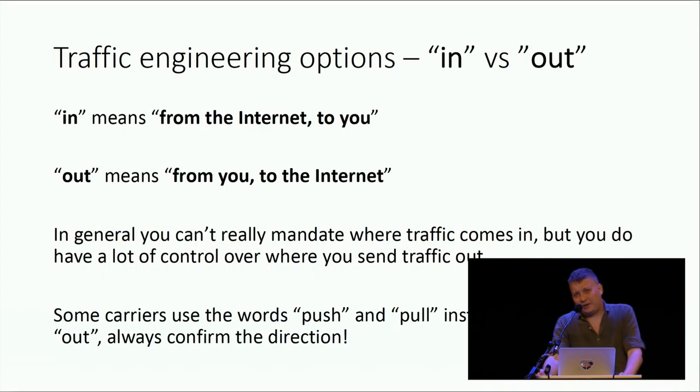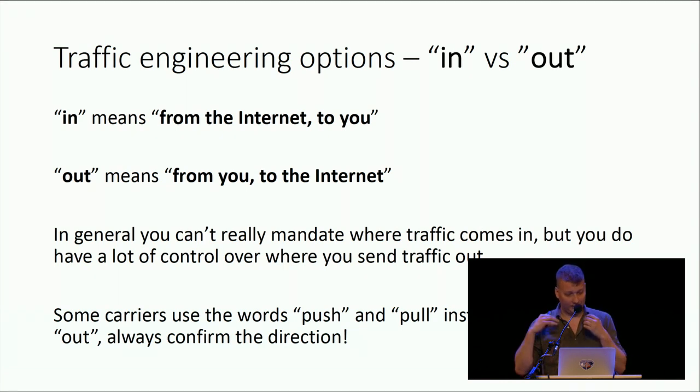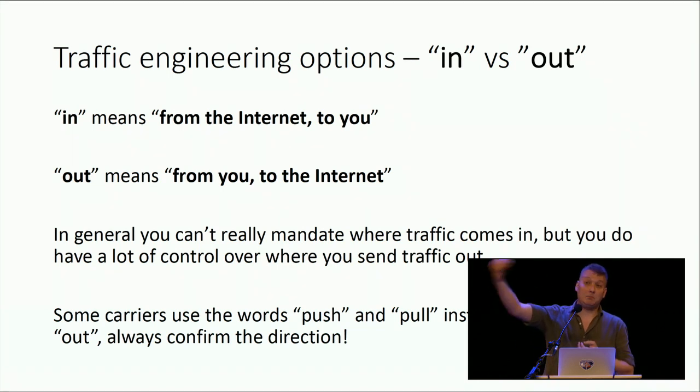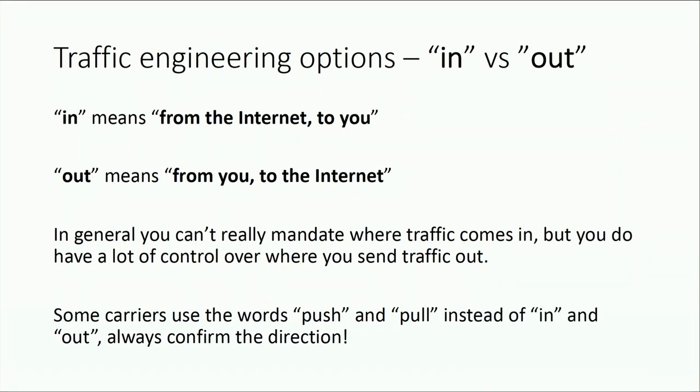When we talk about traffic engineering, directionality is crucial. We talk about in and out, but we should be clear on what in and what out is. In this presentation, when I talk about outbound traffic engineering, I mean traffic you generate and push out to adjacent networks to be delivered. So maybe I'm the web server. What's inbound is the HTTP request towards me. What's out is my answer to that client.